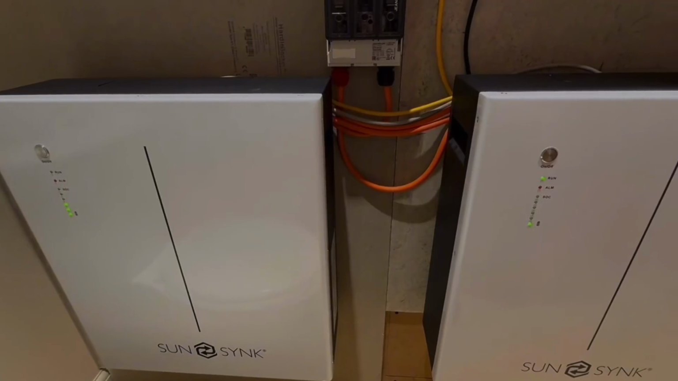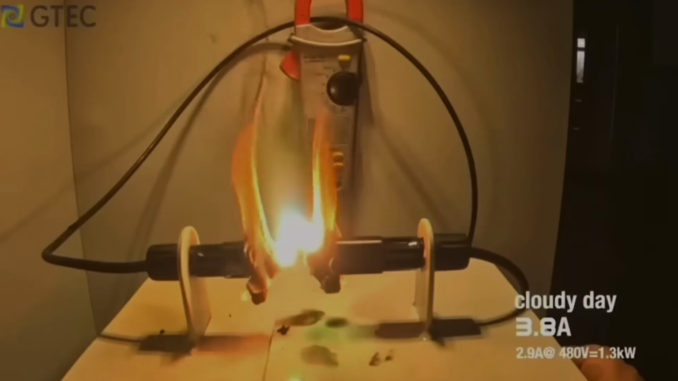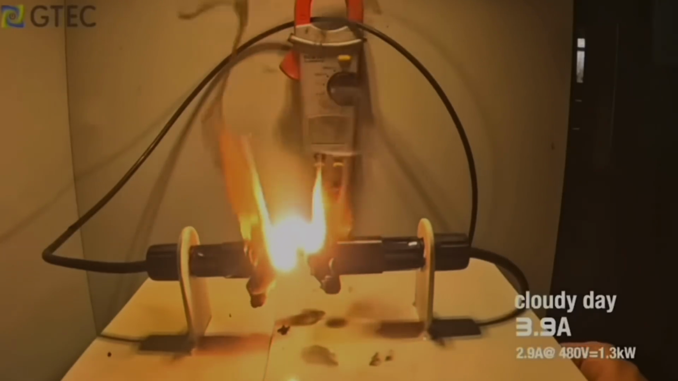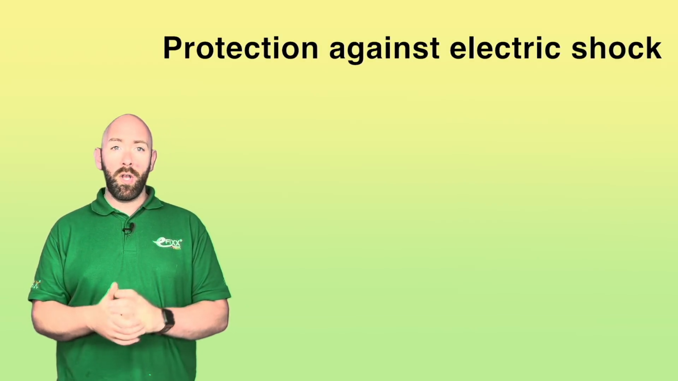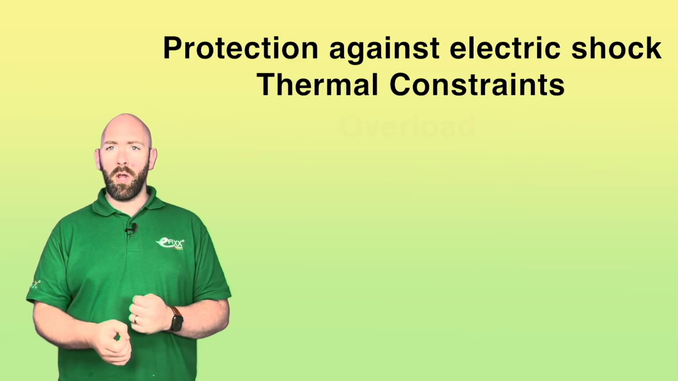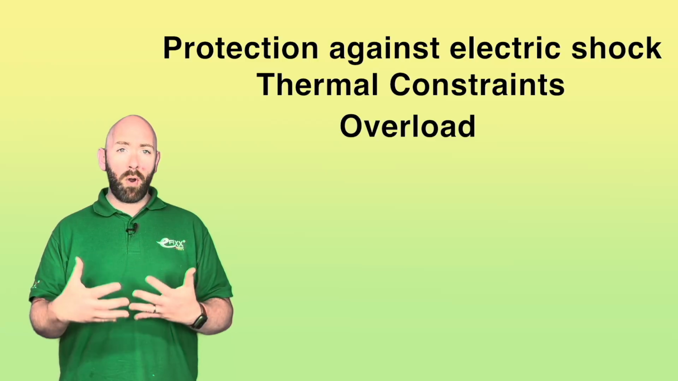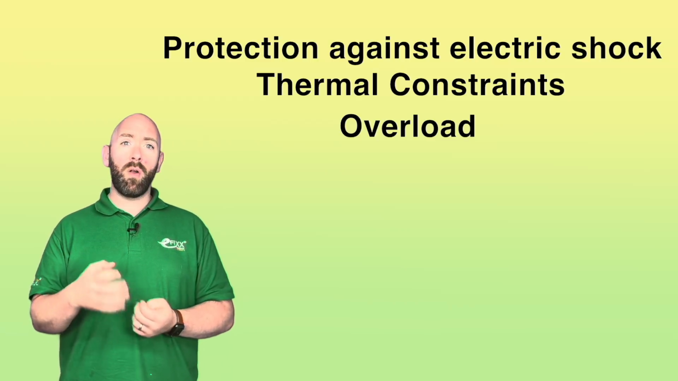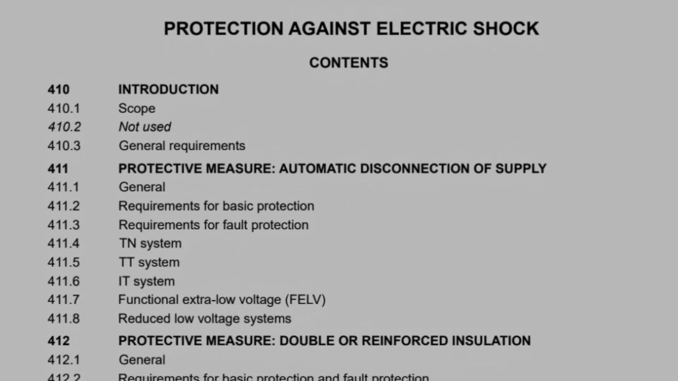Next, we're going to look at the fault currents that we're likely to experience in a solar PV array with a battery storage system, starting with the AC supply to the inverter. This follows the usual parameters that we need to follow: protection against electric shock, thermal constraints, and overload protection, ensuring the cable run is suitable. Cables are sized appropriately and protective devices are installed, all of which is covered in Chapter 41 of BS7671.